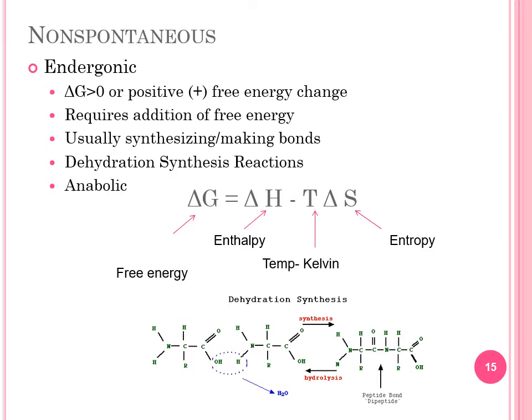We can also associate non-spontaneous, endergonic, positive delta G, dehydration synthesis reactions, anabolic metabolism with potential energy because we're storing energy, we're building bonds. And so those terms that we've used previously all go together to describe these types of chemical reactions, the same types of chemical reactions.